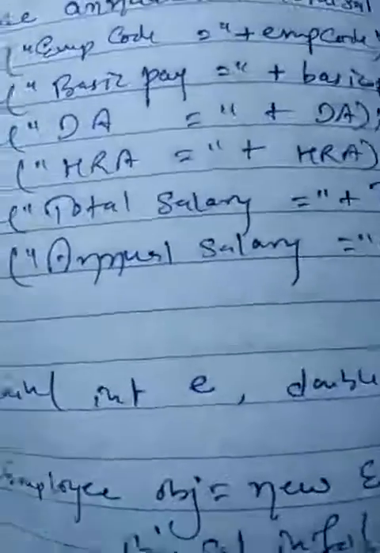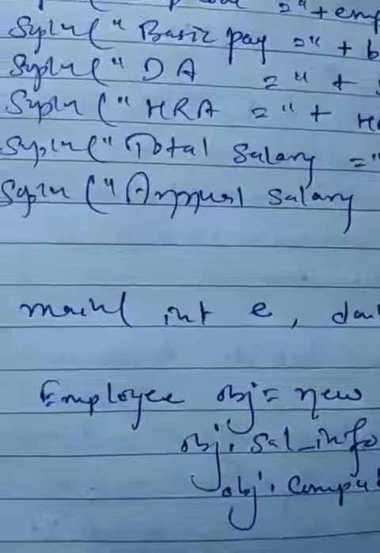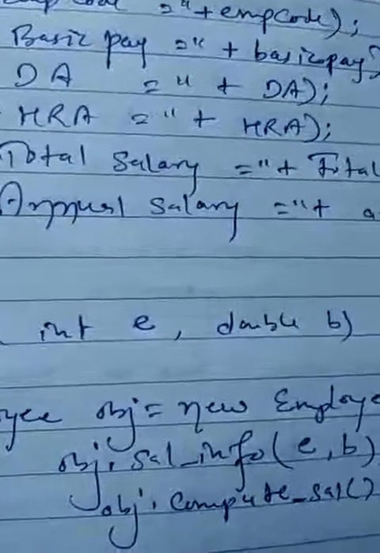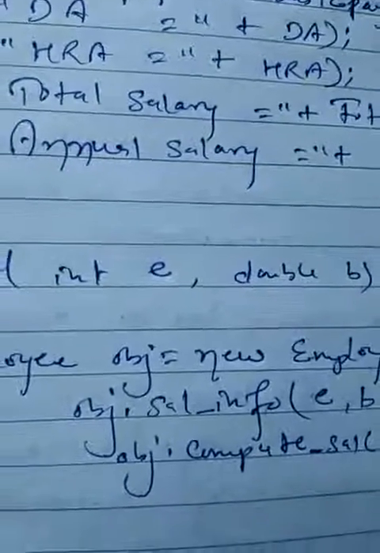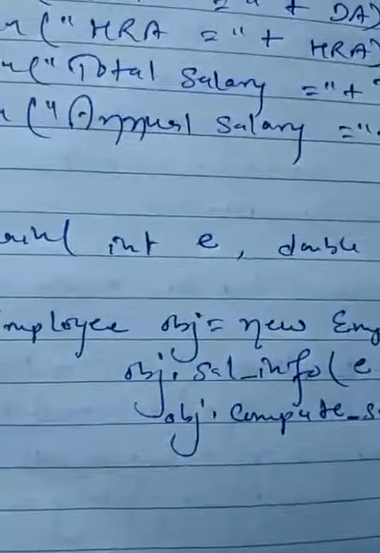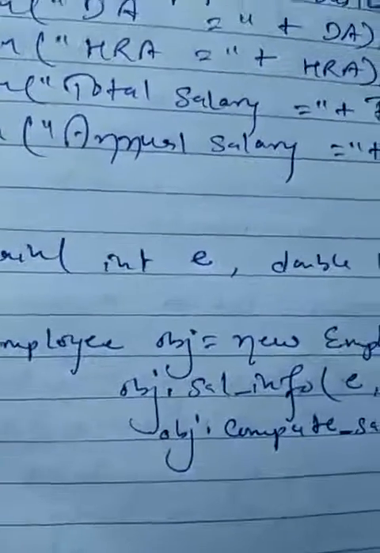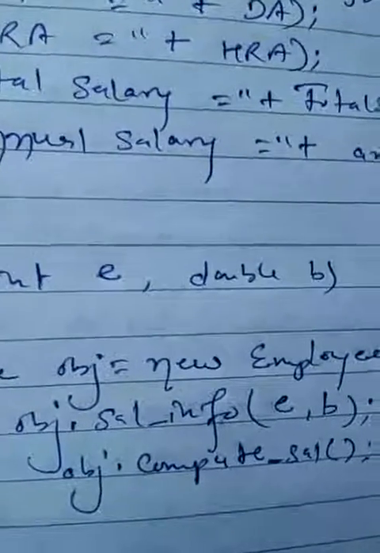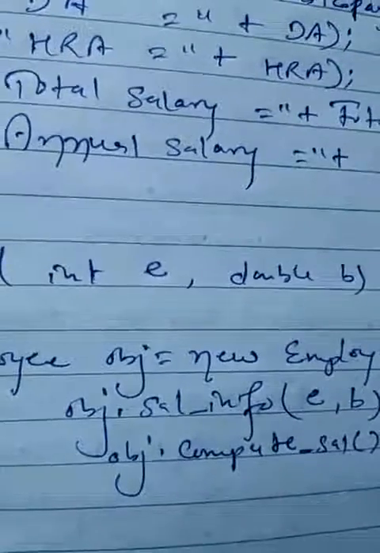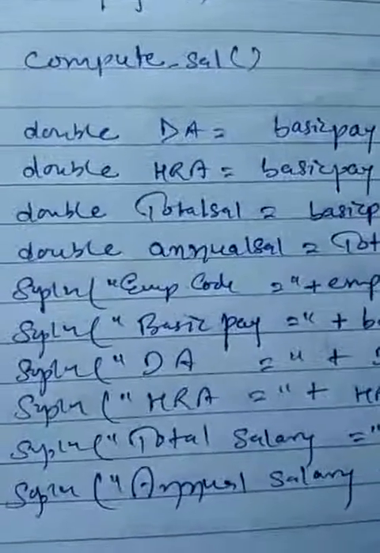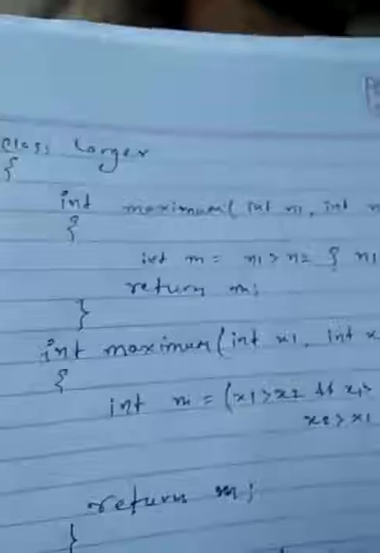And in the main function we have to input the values and call the function. The first function requires the employee code and the basic pay, so we are taking e and b. After creating the object we are passing the values to obj.salary_info, passing e and b as parameters, and obj.compute_salary will be invoked, which will calculate the total salary and annual salary, and print according to the question.